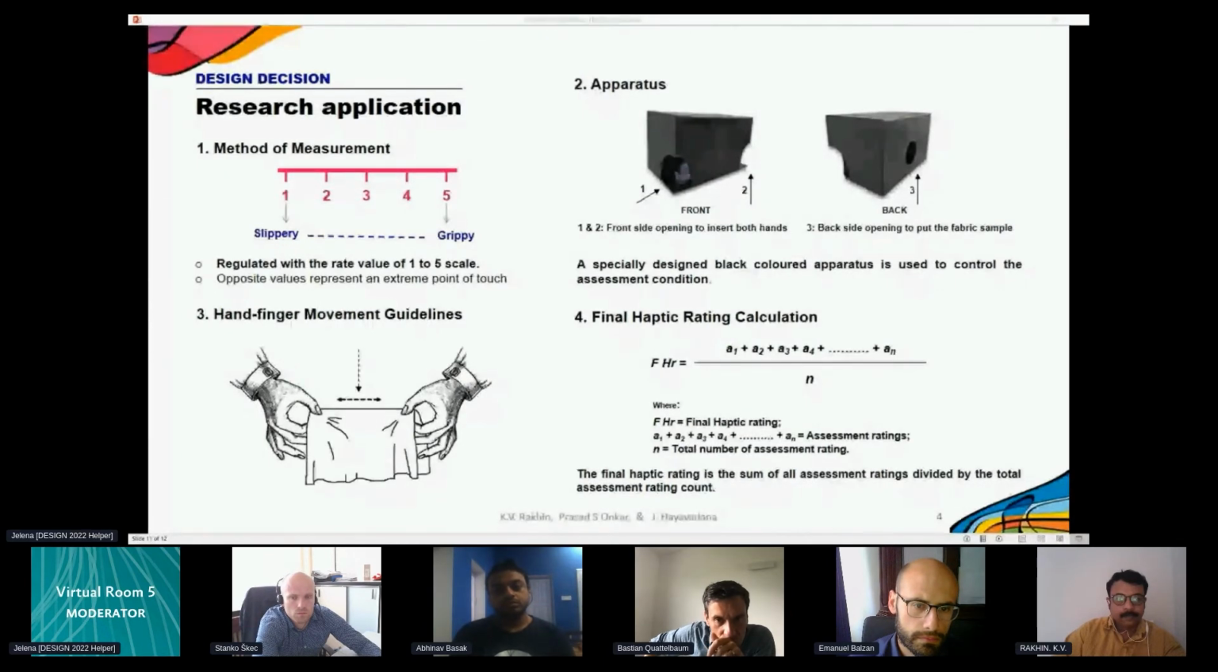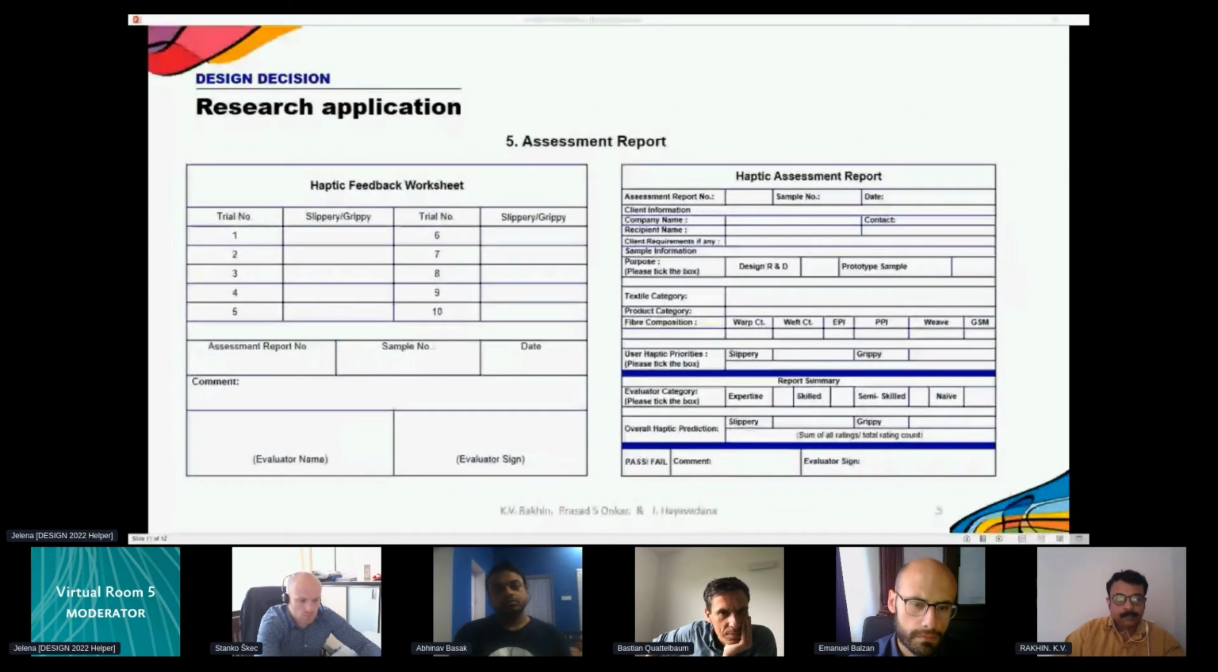Fourth, the final calculation of the haptic rating. Fifth, the report card. It represents the subjective touch sensation of the specimen.